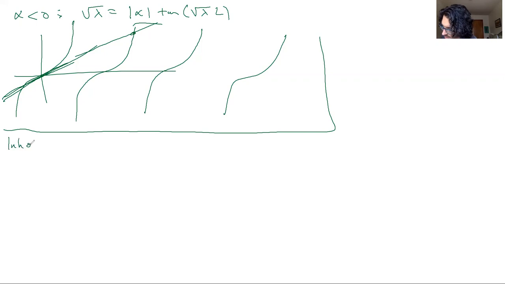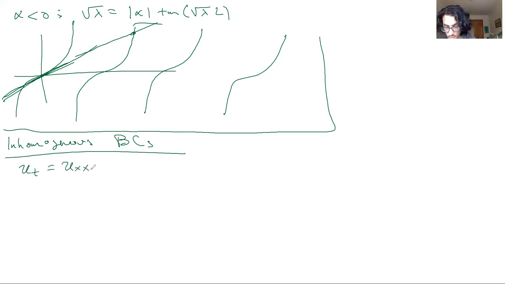What about inhomogeneous boundary conditions? What if instead of having some strange Robin boundary condition, we just have inhomogeneous boundary conditions? They could be functions of time. So let's go all the way into an inhomogeneous problem where I'm also going to have forcing. I'll call that F now.